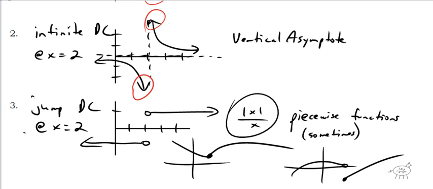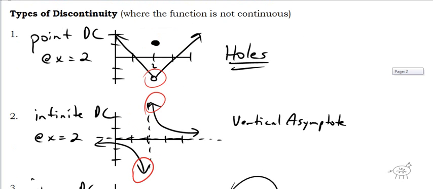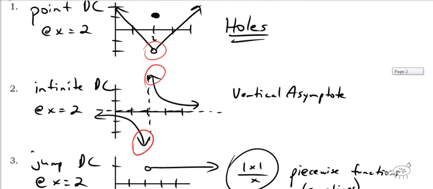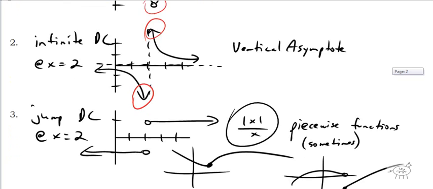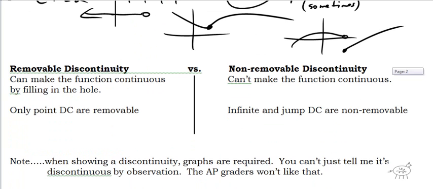Okay? So those are 3 types of discontinuities. And again, I tried to explain what each one was, right? A point discontinuity is a hole, an infinite discontinuity is a vertical asymptote, and a jump discontinuity is where it just jumps from one value to another. Okay, there's no asymptote, it just jumps from one value to another. And then we have something called a removable discontinuity versus a non-removable discontinuity. And basically a removable discontinuity is one where you can make the function continuous by filling in the hole. Only point discontinuities are removable.